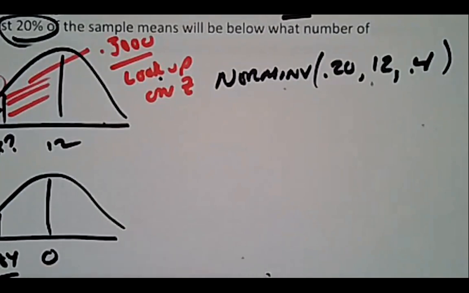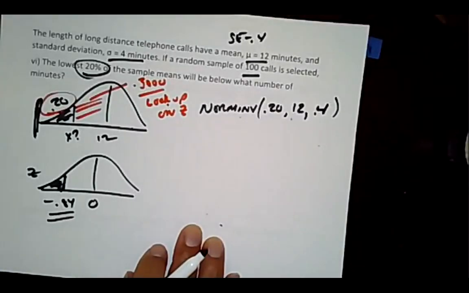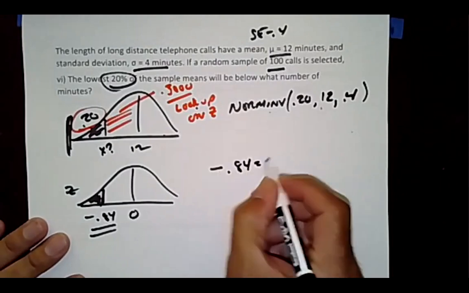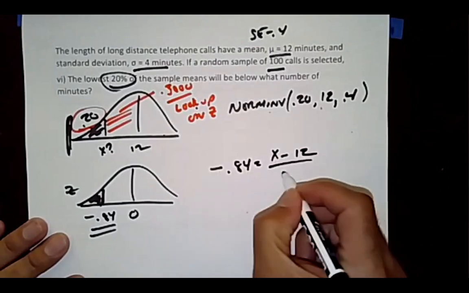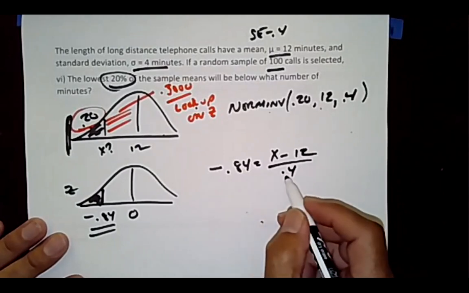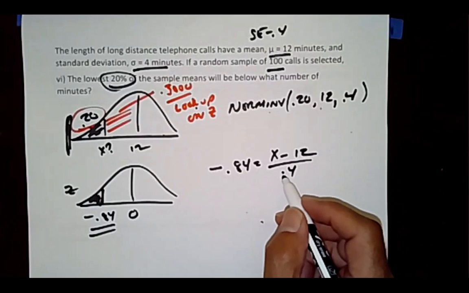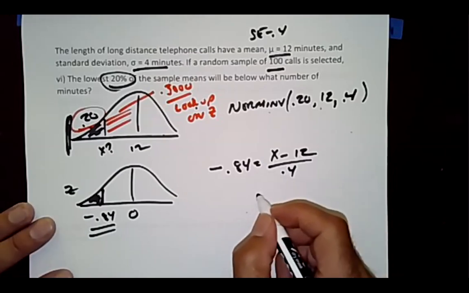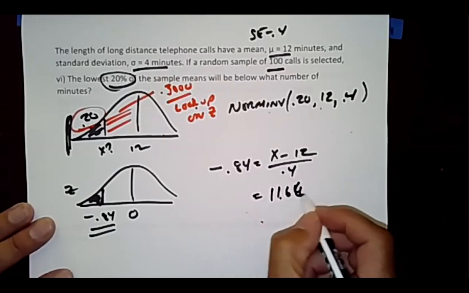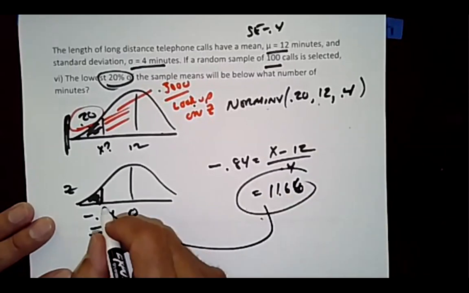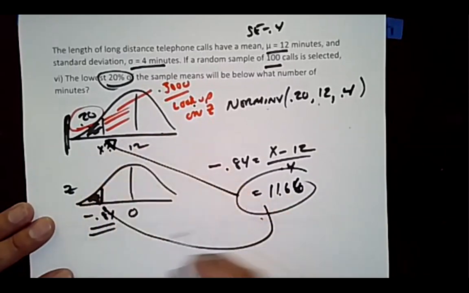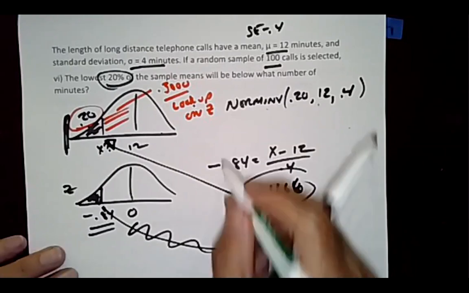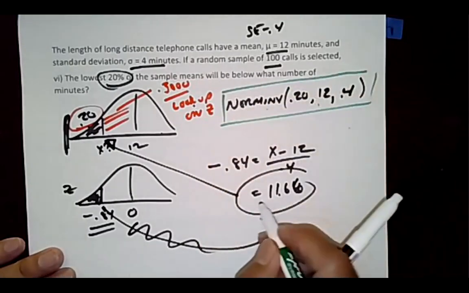I'm not gonna make the same mistake I made in the last problem. So negative 0.84 equals x minus 12 all over 0.4. When I do this out, I believe it equals 11.66, which is that value right there. So again, this is the Excel command, and this is the actual answer.